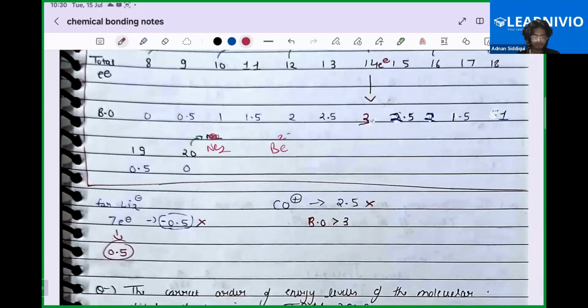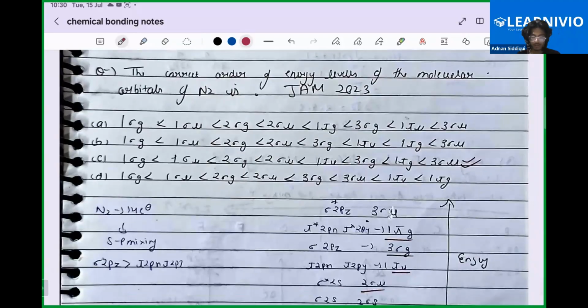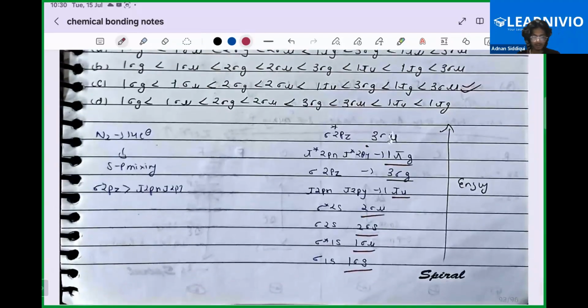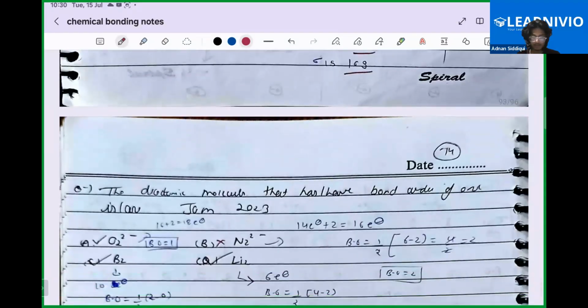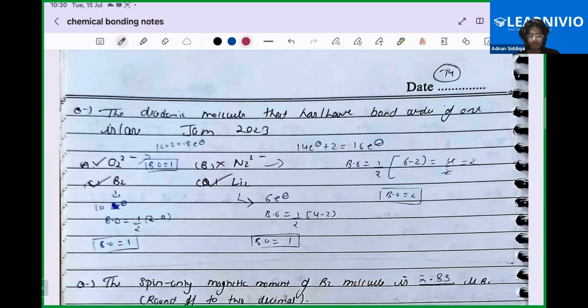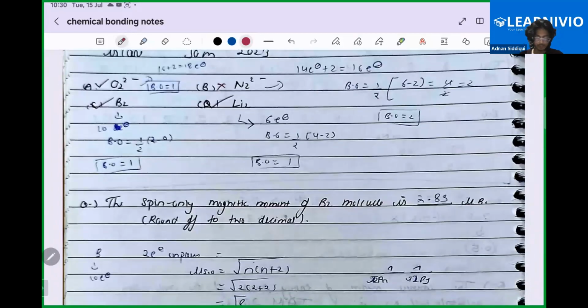So shall we move ahead? You don't have to go through this because they will not ask you every molecule. See, the question is here: the diatomic molecules that have a bond order of 1. Which molecules have bond order 1? So it is a multiple-choice question with three options, and with the help of that table you will be able to answer it very easily, right? So move on.